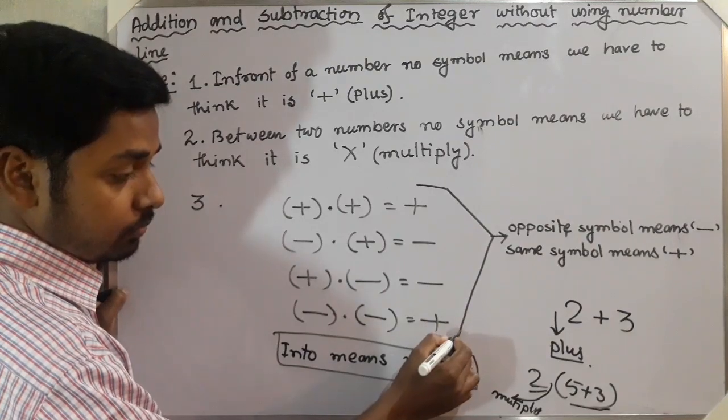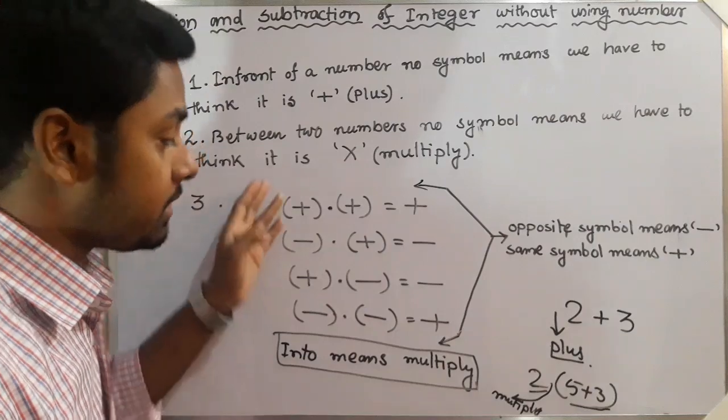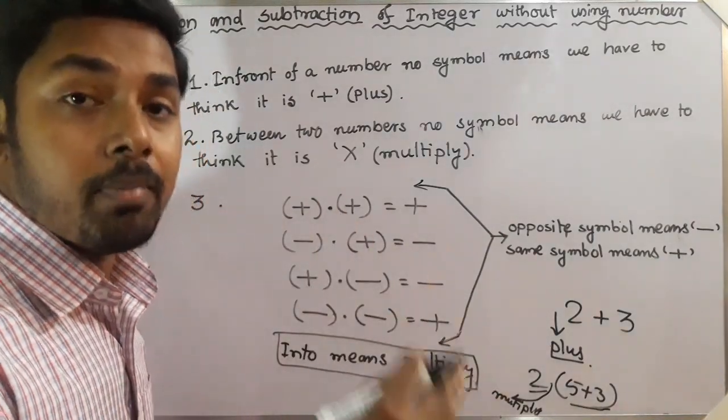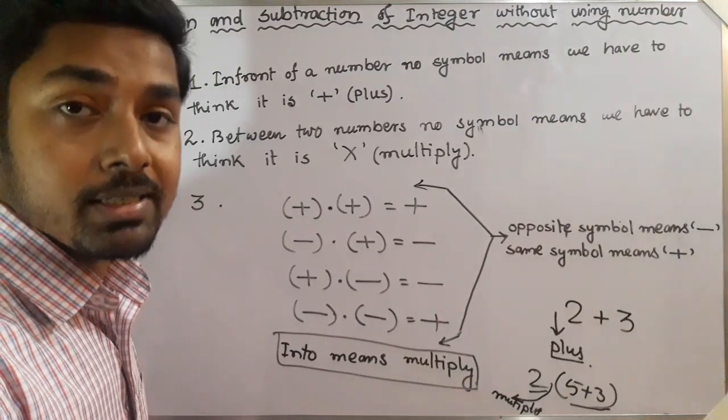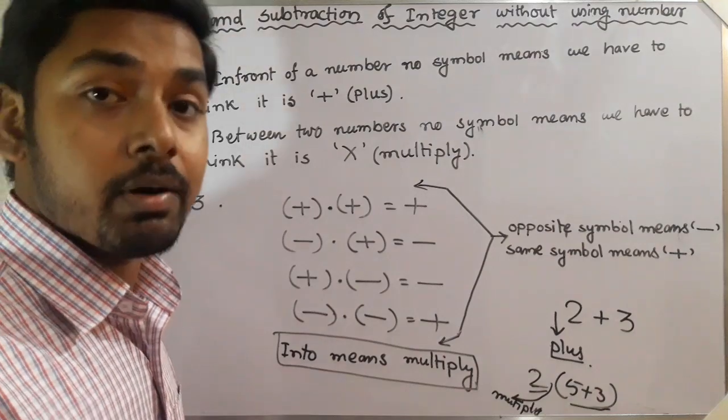Okay, so these are the rules and you have to memorize them. These four things you have to memorize: plus into plus equals plus, minus into minus equals plus, plus into minus equals minus, minus into plus equals minus.